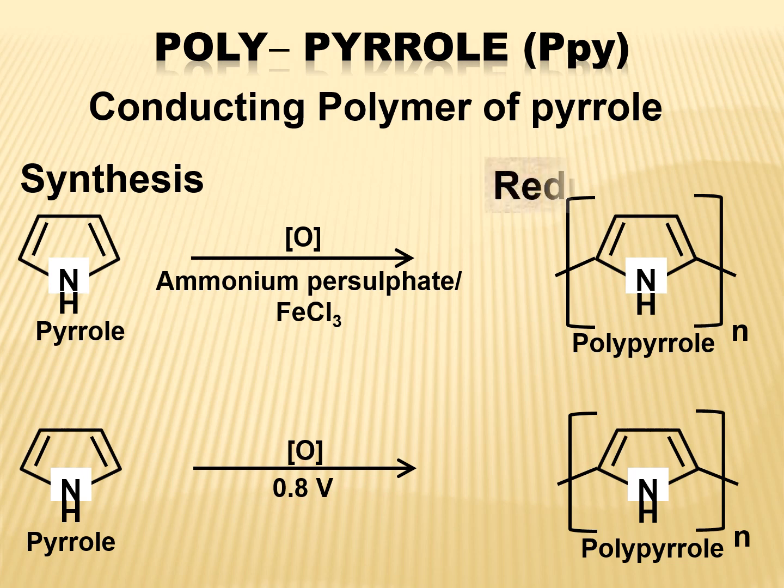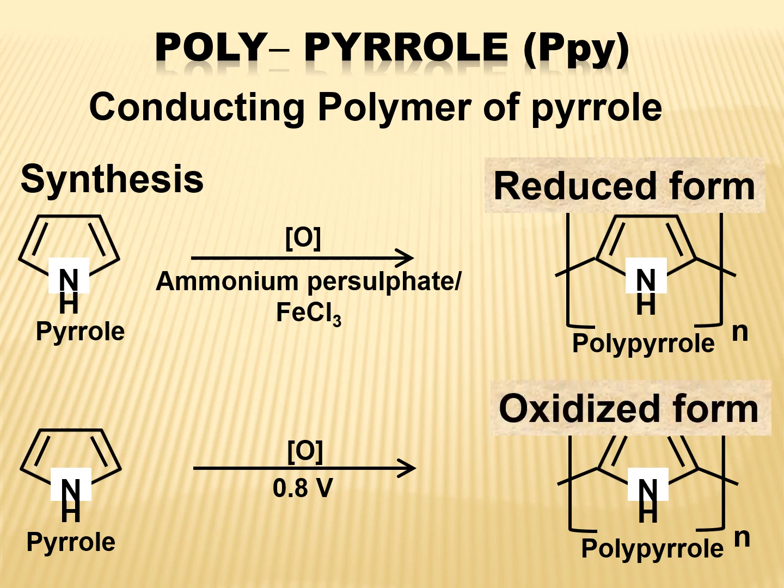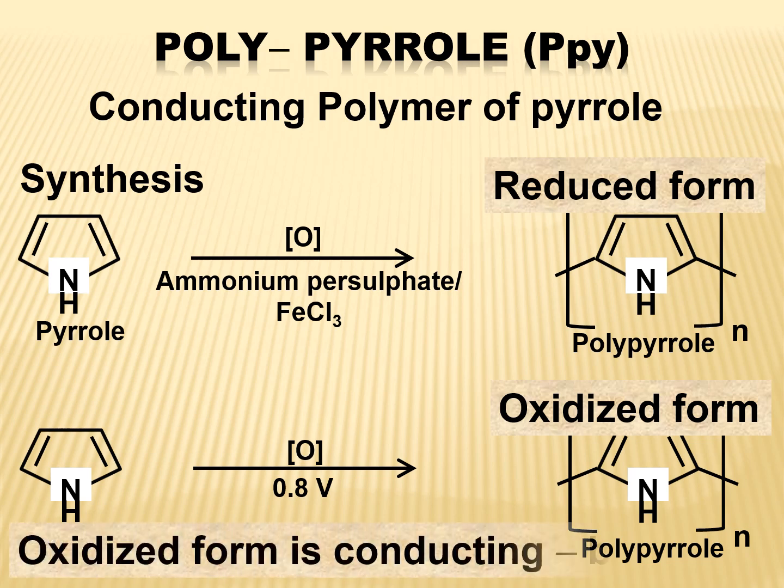So the chemical method again gives the reduced form, and the electrochemical method gives the oxidized form. The oxidized form is conducting, and the oxidized form consists of bipolarons. So the conduction is due to movement of bipolarons. This is a very important thing in polypyrrole. The oxidized form is conducting and consists of bipolarons, and their movement causes conduction. So this is the synthesis of polypyrrole.